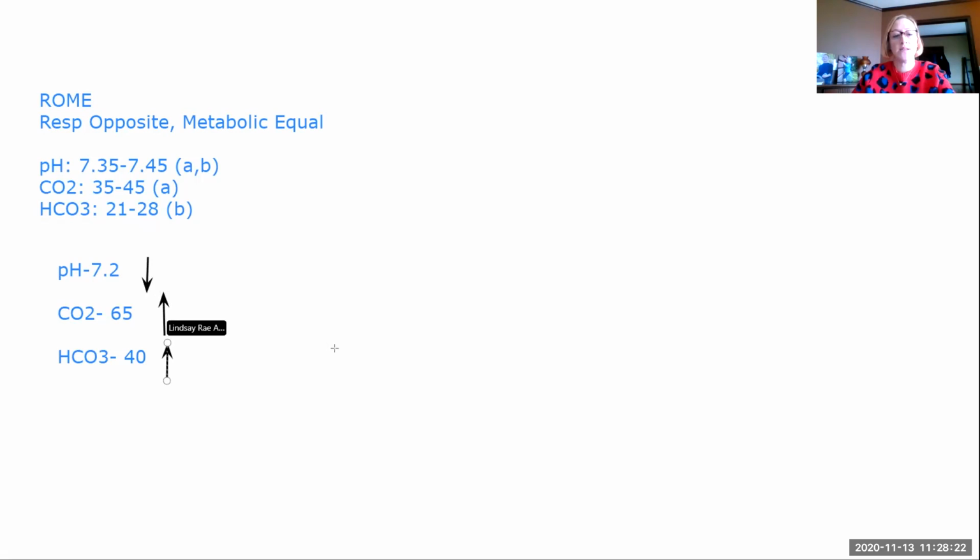So respiratory opposite, metabolic equal. Is our respiratory arrow opposite our pH arrow? Yes, right there. You know it's respiratory. Because they can be mixed, you can have both problems, but I'm not going to do mixed ABGs. We're going to keep it simple. So we know right away it's respiratory because our respiratory arrow is opposite our pH arrow.